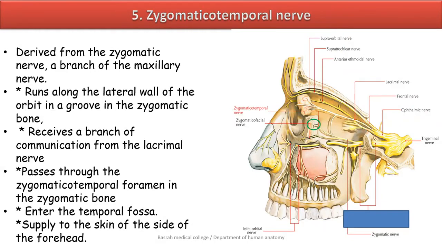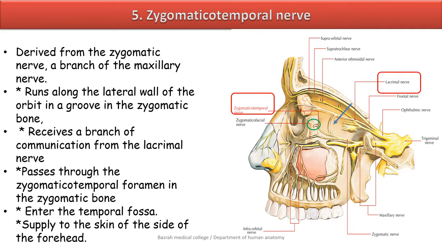The other nerve is the zygomaticotemporal nerve, which is derived from the zygomatic nerve, a branch of the maxillary nerve. It runs along the lateral wall of the orbit in a groove in the zygomatic bone, receives a communicating branch from the lacrimal nerve, and passes through the zygomaticotemporal foramen in the zygomatic bone. It enters the temporal fossa, supplying the skin of the side of the forehead.